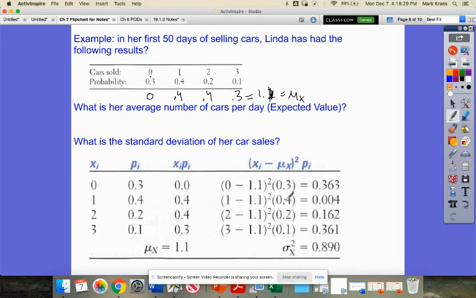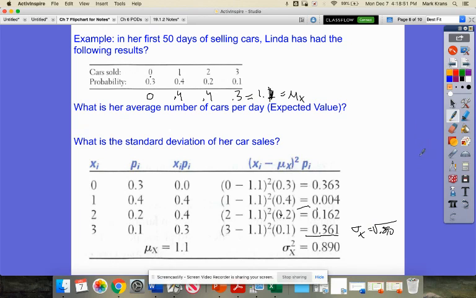Deviation squared times the probability, for each value. And then we add them all up. And this is the sum of all of them. And we get 0.89. And if I wanted the standard deviation of the model, it would just be the square root of 0.890. Okay. So that's a mess.